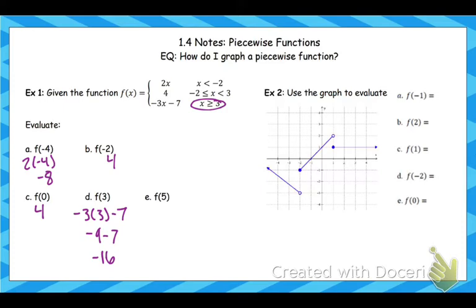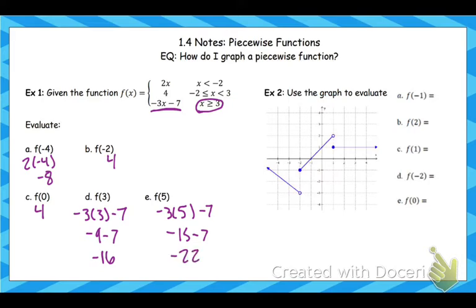All right, then looking at the last one, again, figure out which domain to use. When x equals 5, x equals 5 would fall in the domain x is greater than or equal to 3. So I'm going to plug in 5 to the bottom equation. That's negative 15 minus 7, which is negative 22.